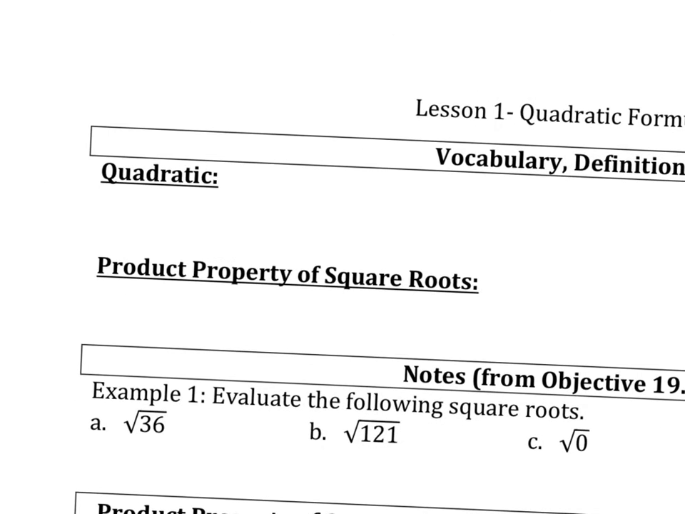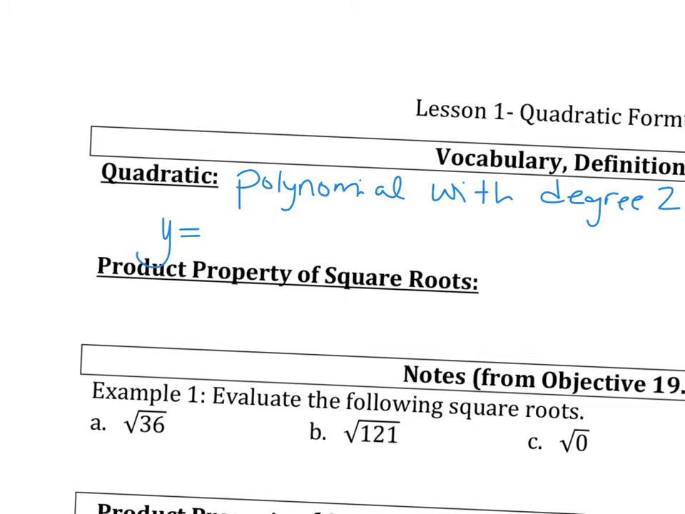Okay, a quadratic is a polynomial with degree 2. Now, degree is the highest power. So, for instance, in this polynomial, we have 3 terms, and the highest power is 2. That's called a quadratic.